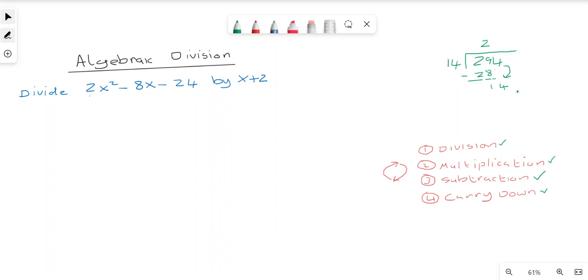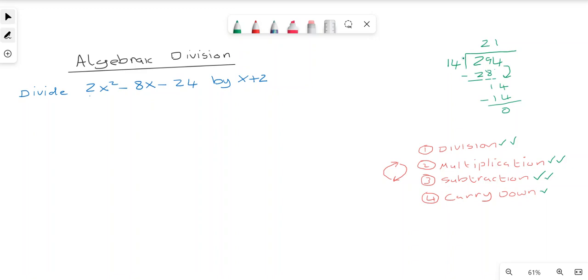So for example, 14 divided by 14 gives me 1. We put the 1 up here. So that's the second division step. Then we do the multiplication: 1 multiplied by 14 gives me 14. Then I do the subtraction step again. I subtract these from each other and it leaves me with 0. And then there's nothing else to carry down, so that's it. So 14 will divide into 294 21 times.